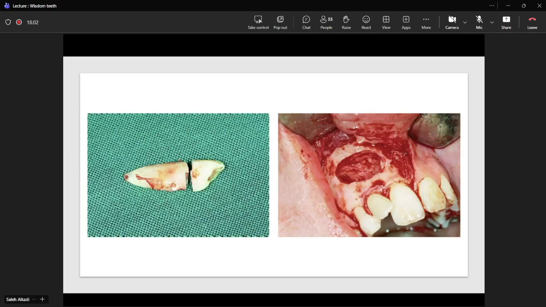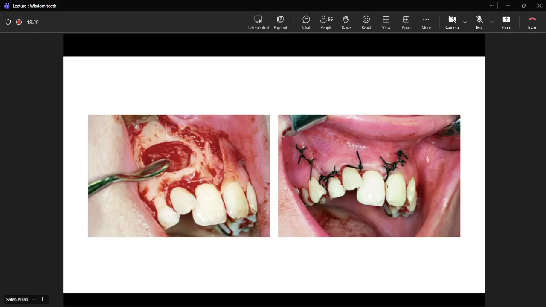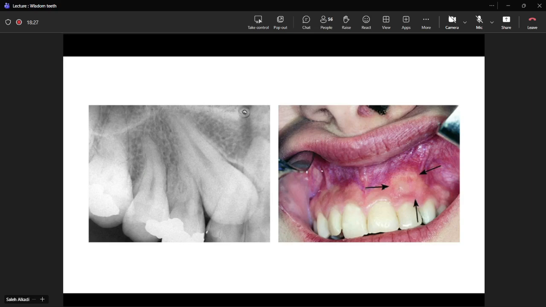Very important when you do this procedure is to be careful not to damage the roots of the adjacent teeth. It's very easy to damage these roots during drilling, removing the bone, or sectioning the crown from the roots. Then, of course, smoothen the bone with the bone file, and then suture the flap back to its original position. Here's another case of impacted canine.